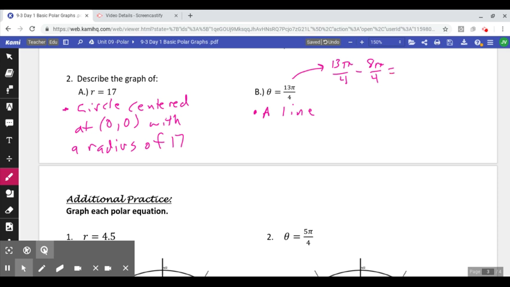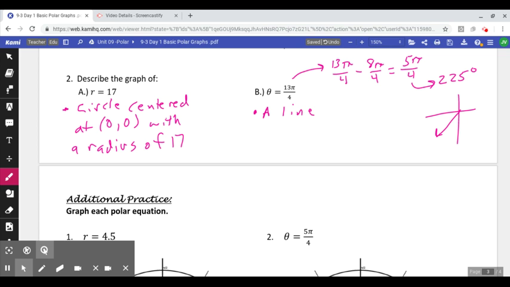So 13 minus 8 is 5. There's a pi there. And then we've got 5 pi over 4. If you want a better picture of this and you work better in degrees, we could convert this into degrees, and that's 225 degrees. If you're struggling with that, just multiply by 180 over pi. Now, 225 degrees, if we graph that, that would look like this.